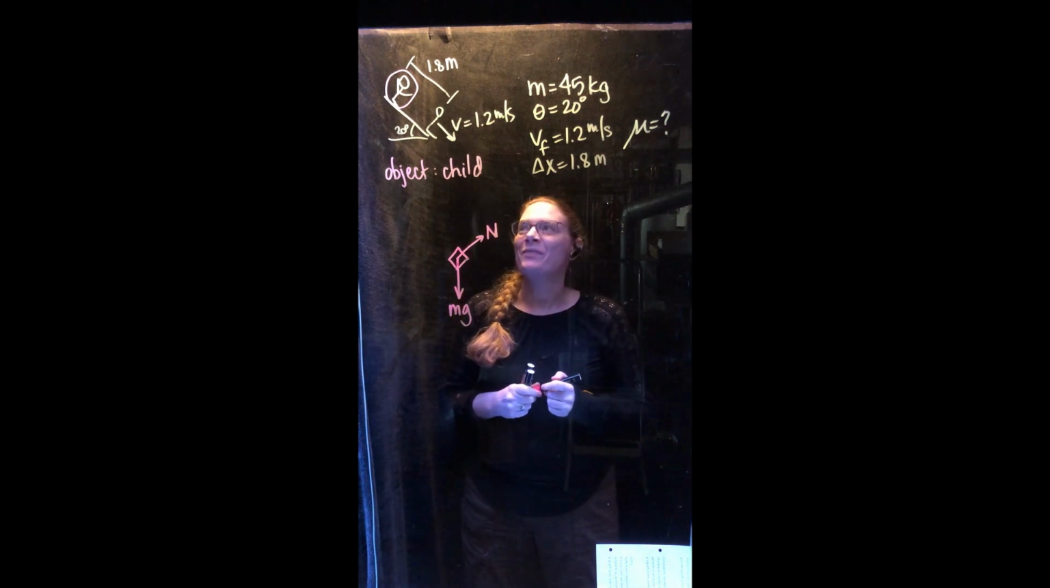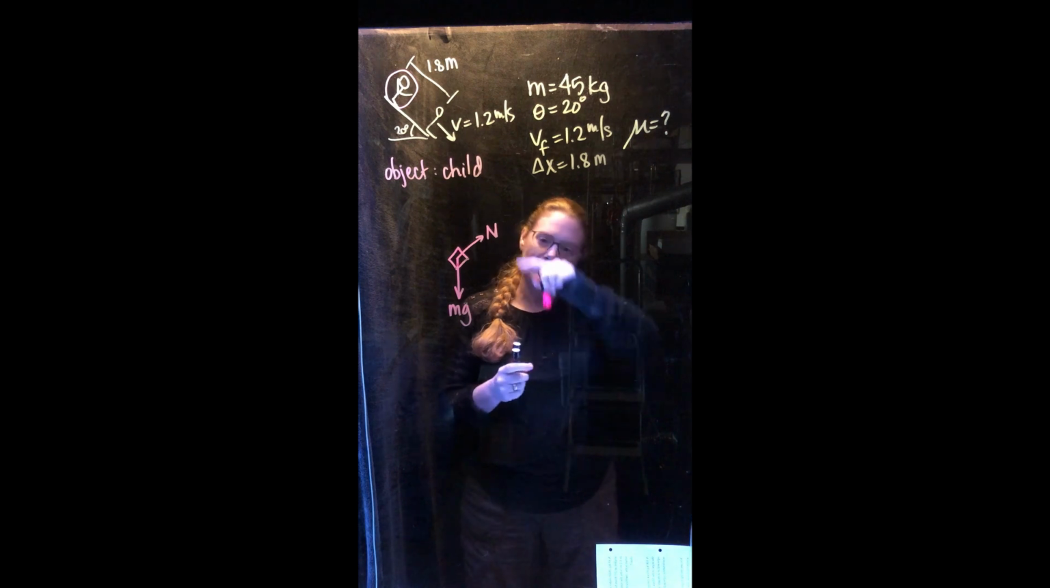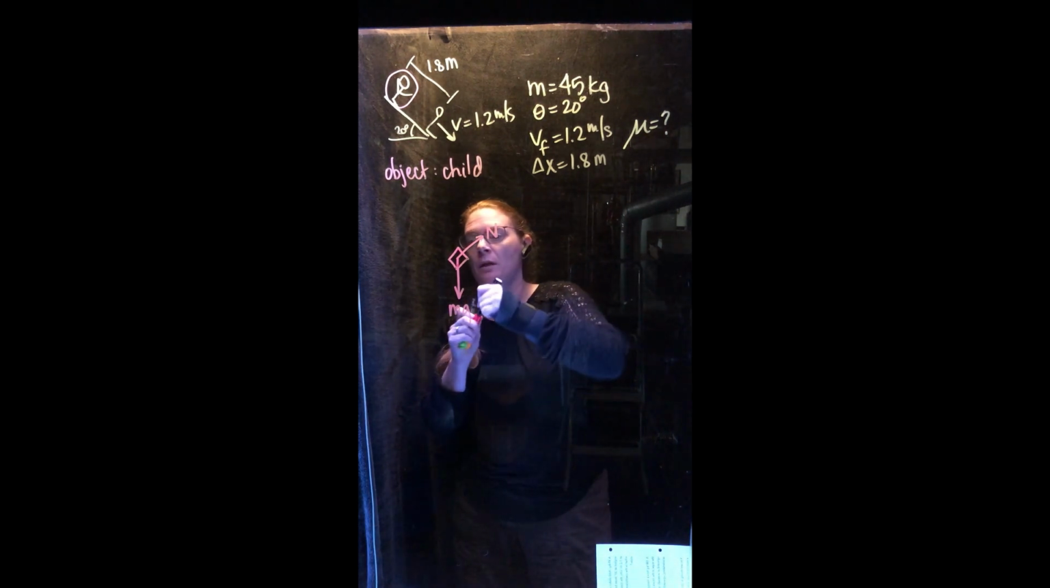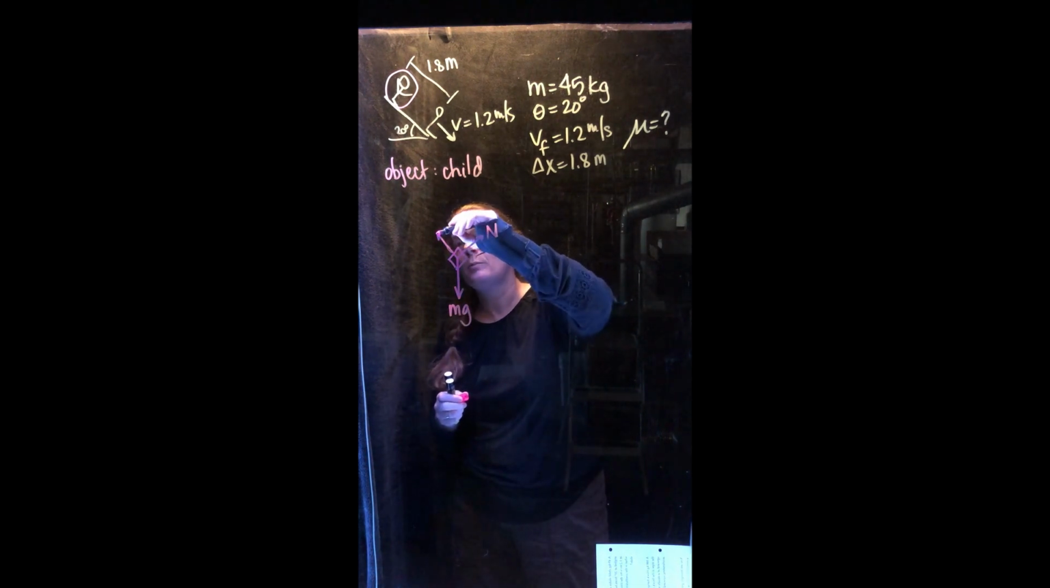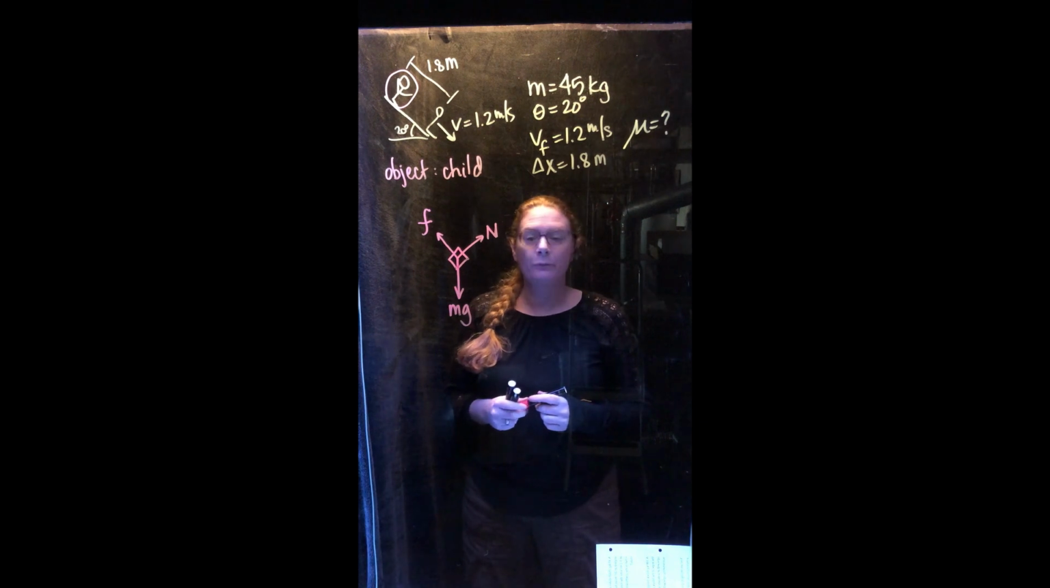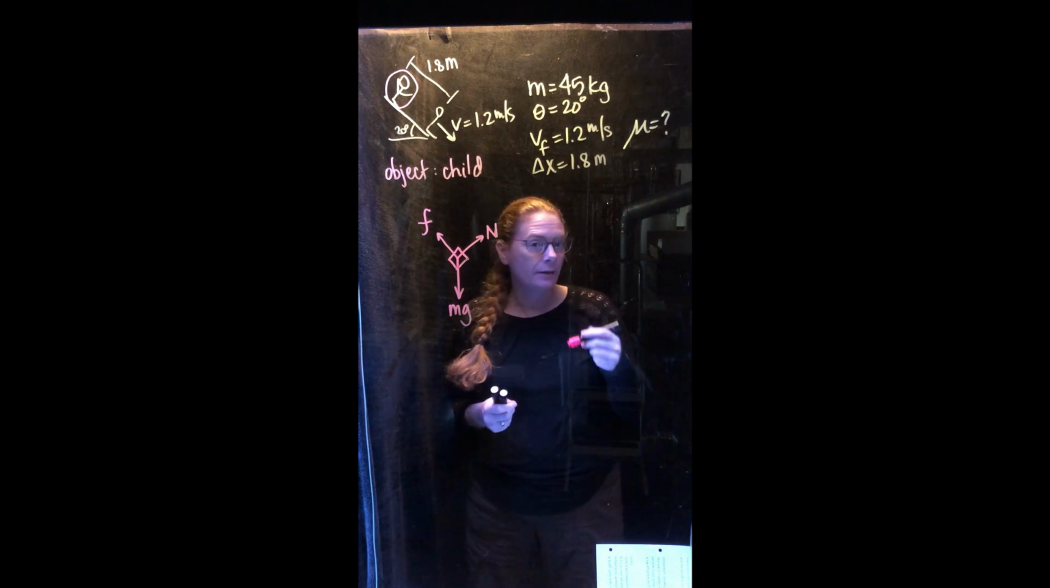And we know there's friction. So what direction is friction? Well, she's sliding down the slide. Friction always is opposing motion, so friction is going to be parallel to the surface, opposing the motion. All right. And what else do we have? What other objects are interacting with the child?